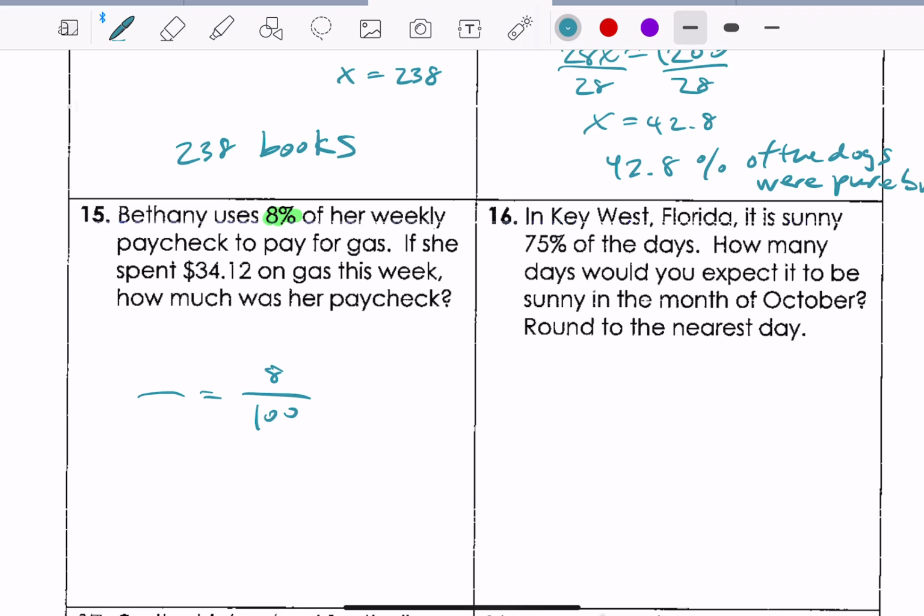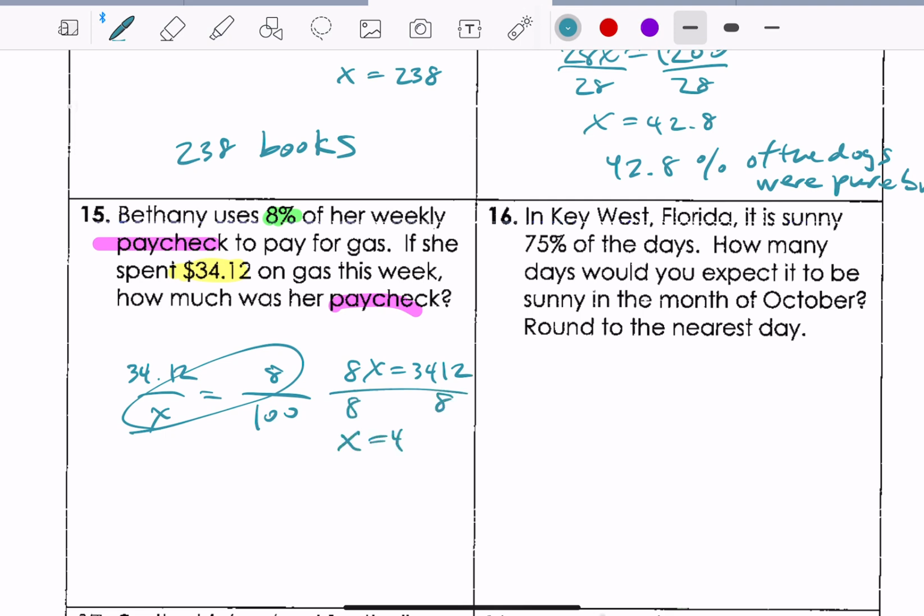So her paycheck is going to be the total, right? That's her total. And then the amount she spent on gas, that's the part. If she spent that part of her money, well, how much was the total paycheck? If that's 8%, what's the total? So let's put 34.12 in the part, and then the paycheck is what's missing. That's going to be x. So 8x equals 34.12 times 100, which is 3,412. Divide both sides by 8.